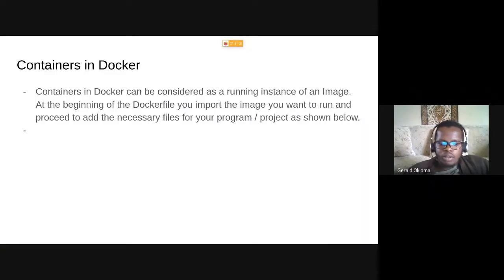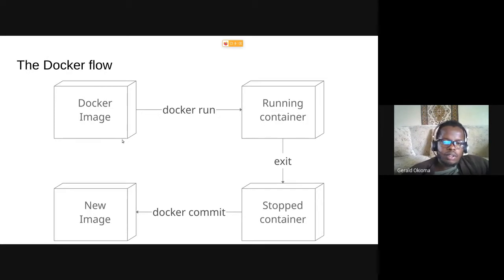If I go back to the slides, what I was just trying to illustrate is that you could have a Docker image. When you run it, it becomes a container. You can edit it here, or you can run it the way it is. Once you finish with it, you can exit. If you exit, it's stopped, and it's now an image. So you then push it to Docker, where it becomes a new image.